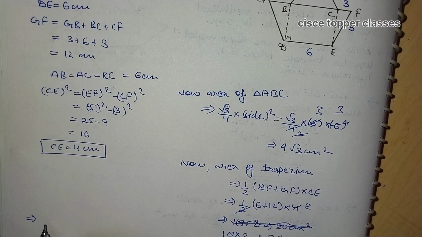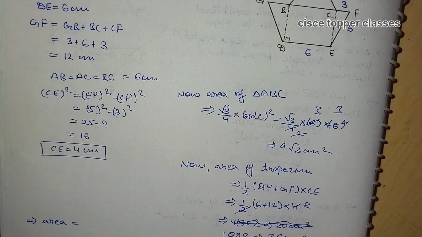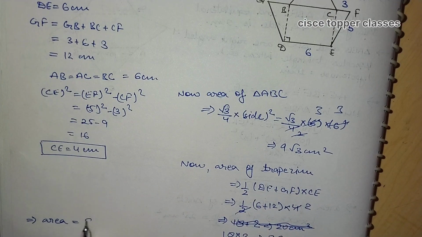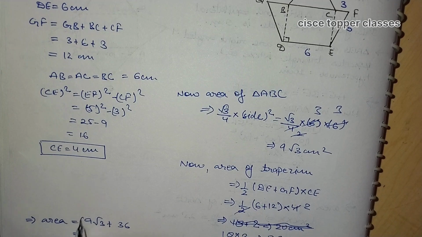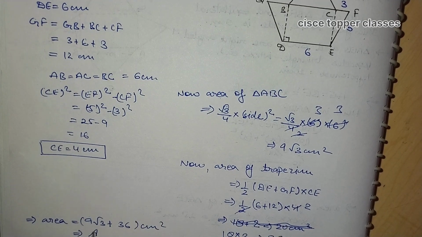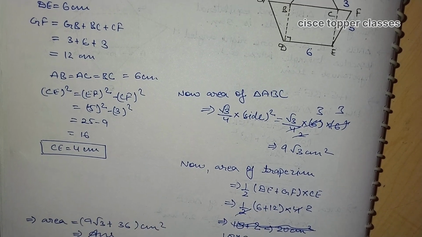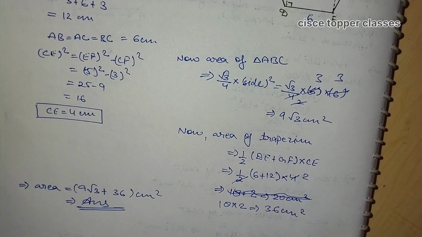And here we have to find the area. So the total area will be the addition of this triangle area and the area of trapezium. So 9 under root 3 plus 36 centimeter square is the final answer here in this question. So this is the solution of the 43 first part.